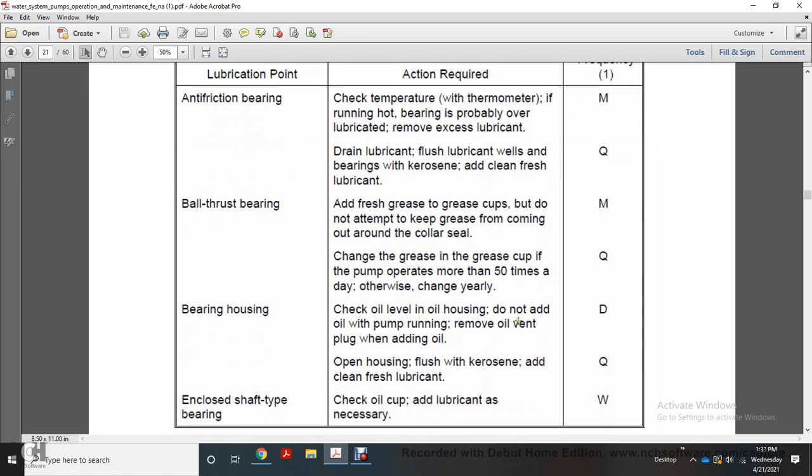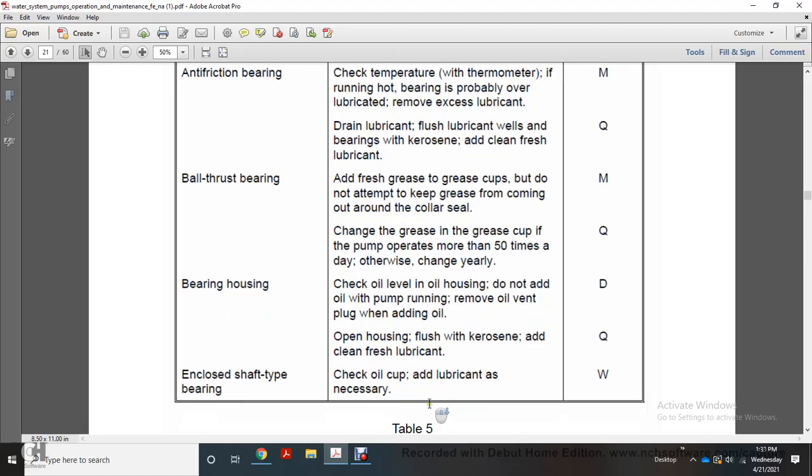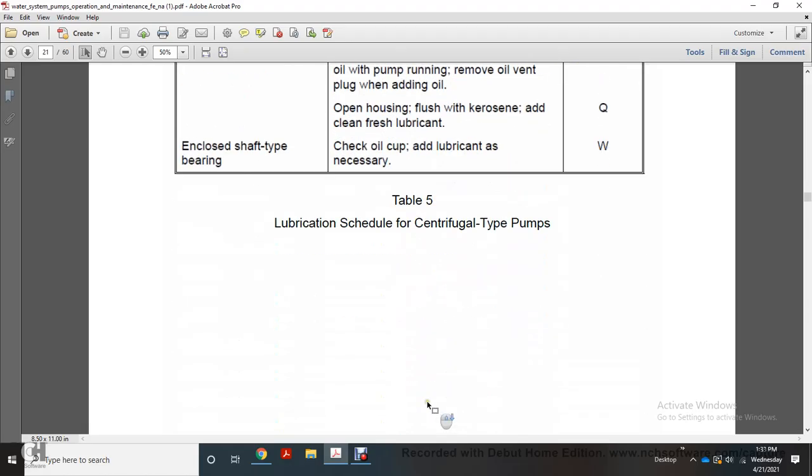Bearing housing: check the oil level on the oil housing. Do not add oil while the pump is running. Remove the oil vent and plug when adding oil. That's daily. Check housing, flush with kerosene, and add clean fresh lubricant quarterly. Enclosed shaft type bearing: check the oil cup. Add lubricant as necessary, weekly.